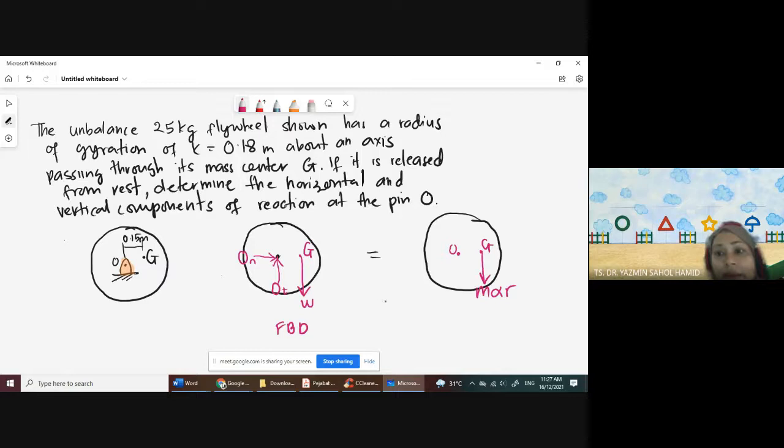Okay, alright. And then ni akan ada M R omega squared lah. And then one more yang dia akan ada, because ada rotation, dia ada apa? I G alpha, kan? Benda ni rotation, dia ada rotation kan? Okay, alright. So this is what you call the kinetic diagram.